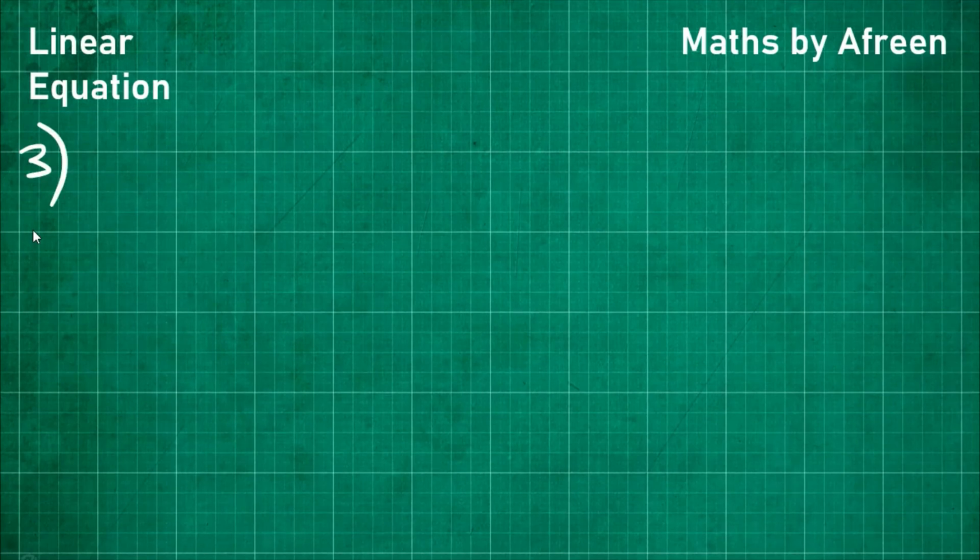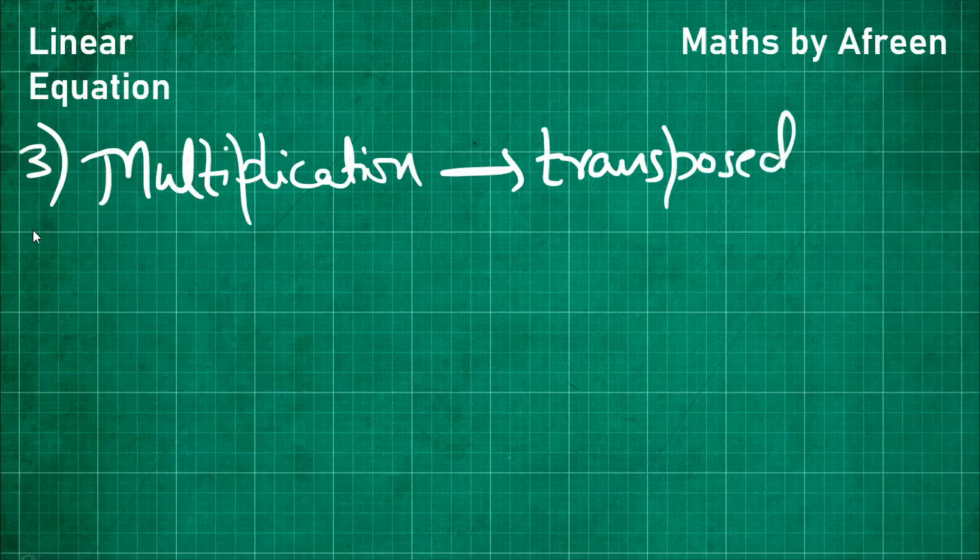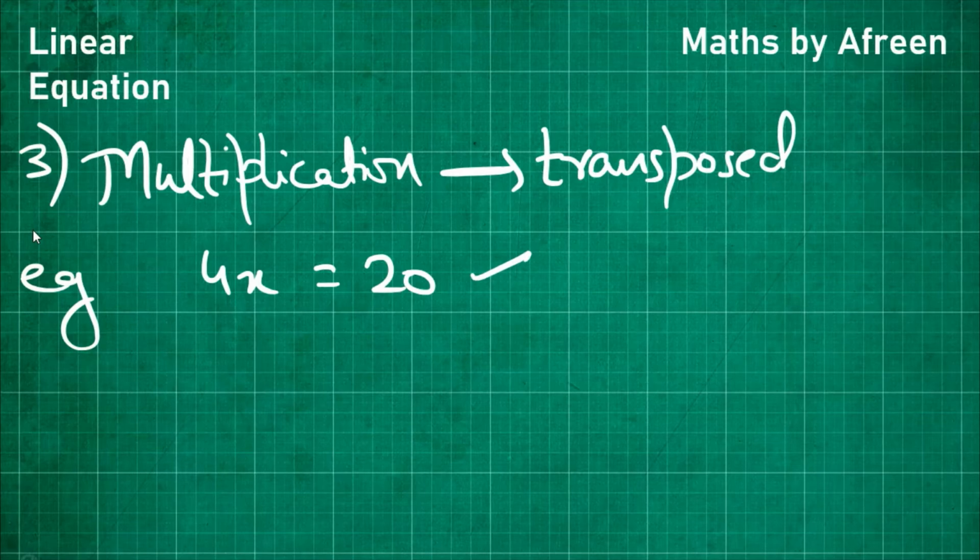In this, in an equation, a term in multiplication will be transposed from one side to the other side. Again, let's take an example. 4x equals to 20. I have taken this example. Now what we will do next? We will just transpose 4 from the left hand side to the right hand side, and while transposing, what we will do?